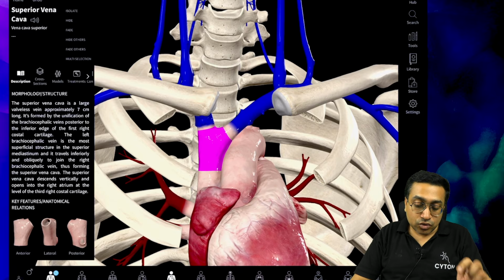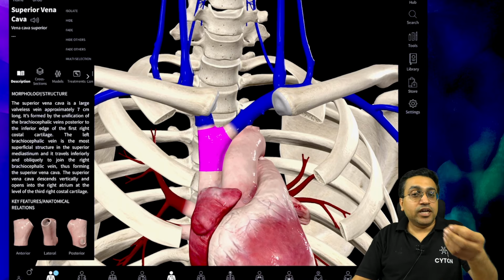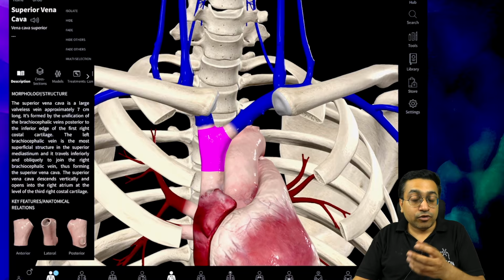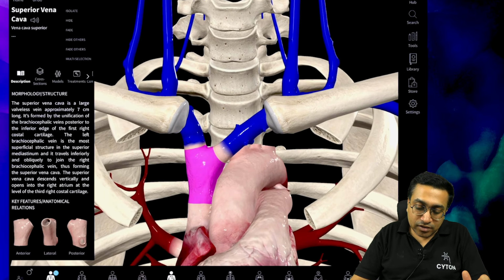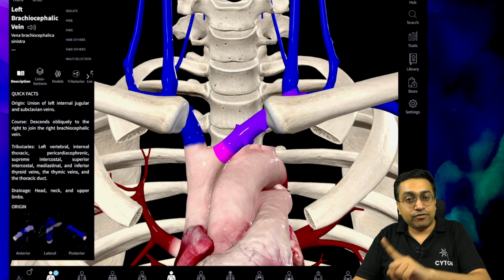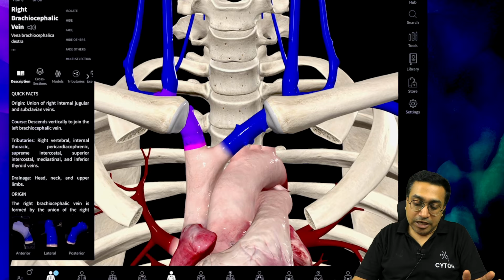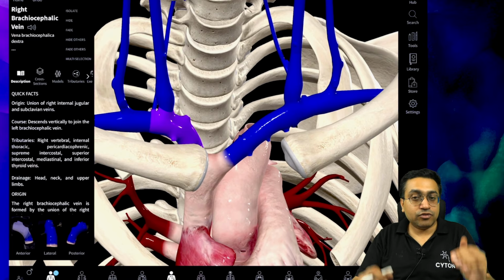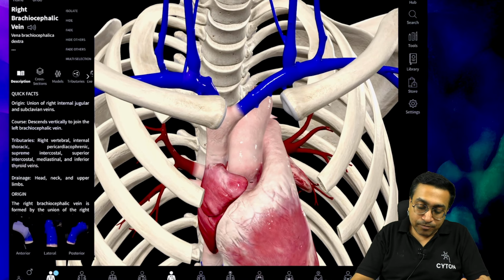All right, so now you can see the superior vena cava is taking the blood into the right atrium. From where the blood is coming, that is the main point. So you can see on either side, one is the left side brachiocephalic and one is the right side brachiocephalic. So both side brachiocephalic veins are draining into the superior vena cava. Very important viva question. Okay.